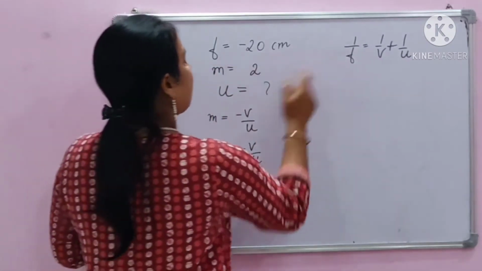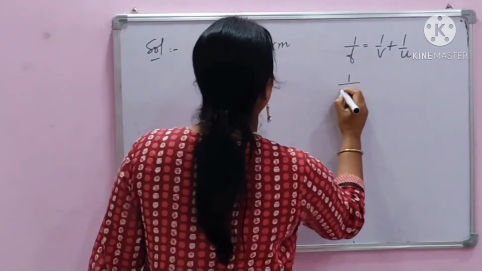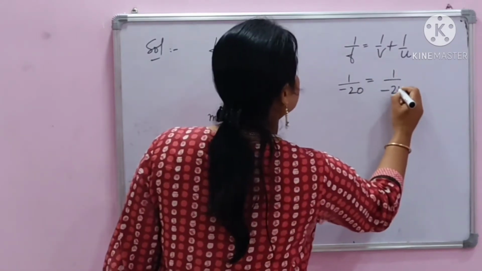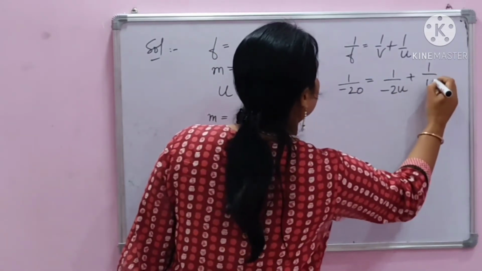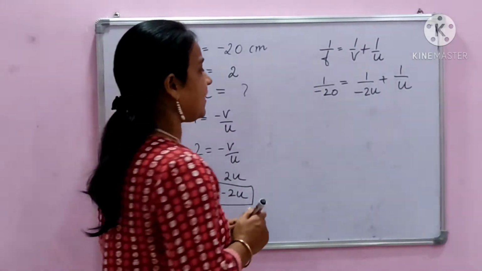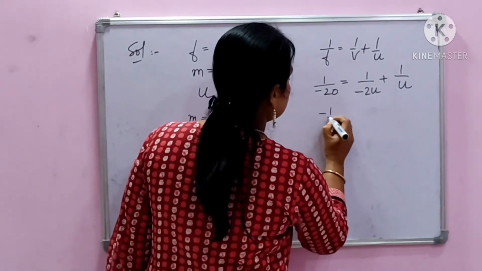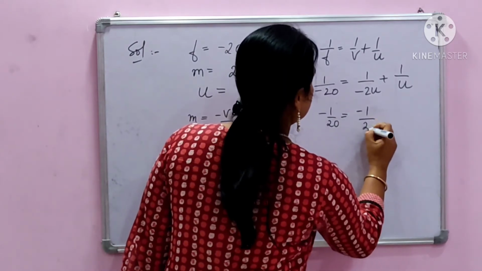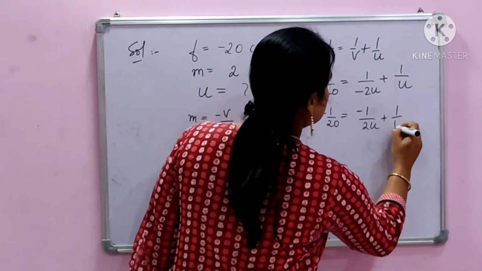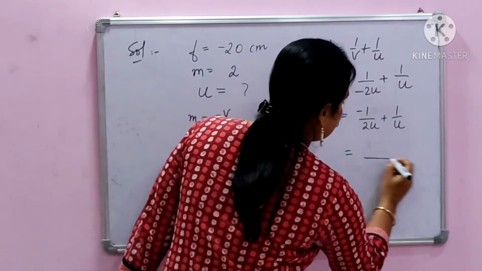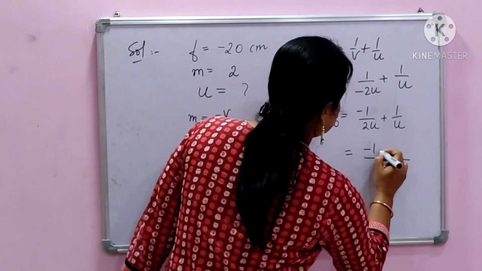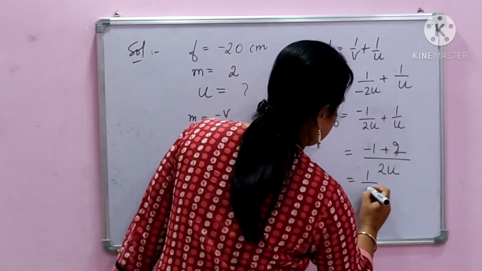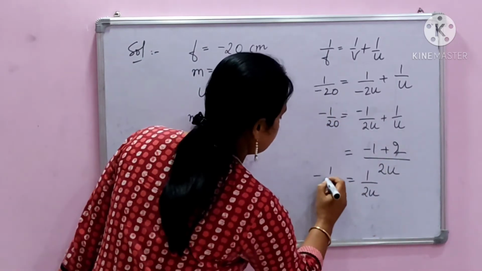And we know the value of f also. So can we write 1 by minus 20 is equal to 1 by minus twice u plus 1 by u. So let us take all the negatives to the numerator. This is simple mathematics. So nothing to worry. As you do in mathematical equations, you have to proceed. So let us solve the right side first. It has this. So we get, this is 1 by twice u, and this side we have this value.